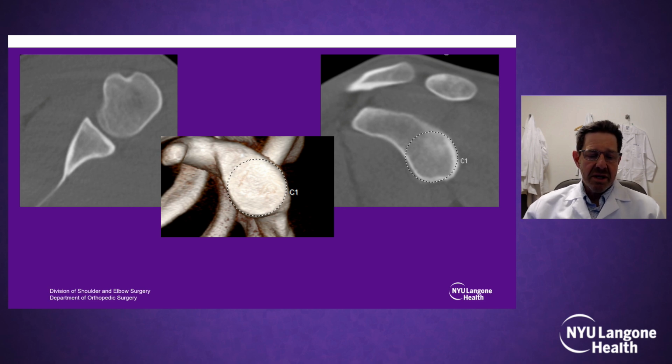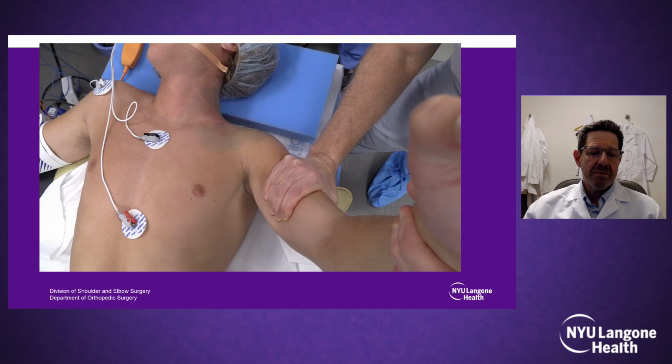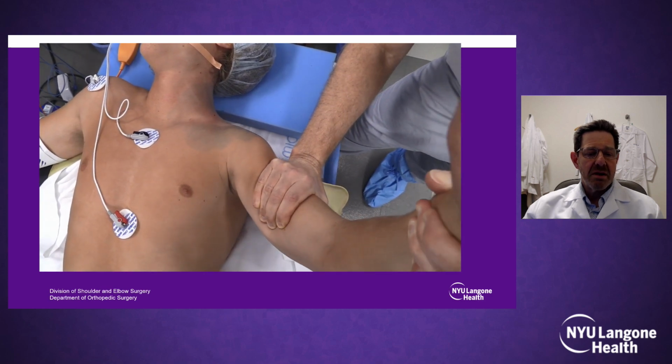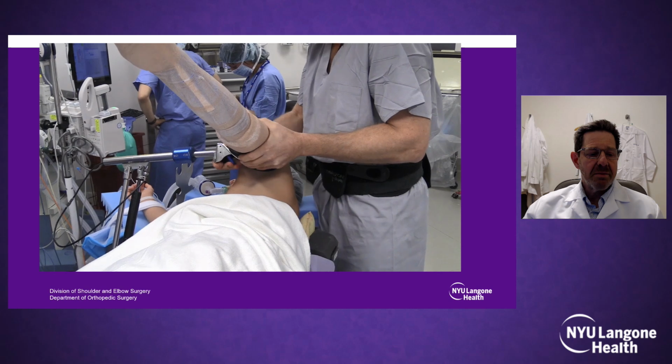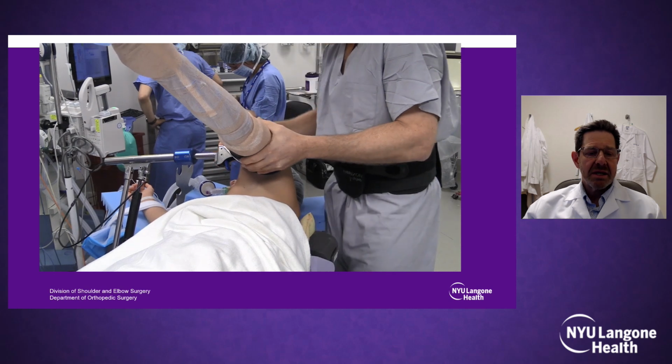So going on with this case presentation, I'm going to run through this video and stop it along the way. We begin after we usually do these under a combination of general anesthesia with an interscalene nerve block. I always do an examination under anesthesia. You can see here to get a sense for their instability, not necessarily to refute or change my preoperative decision making, but just to confirm.